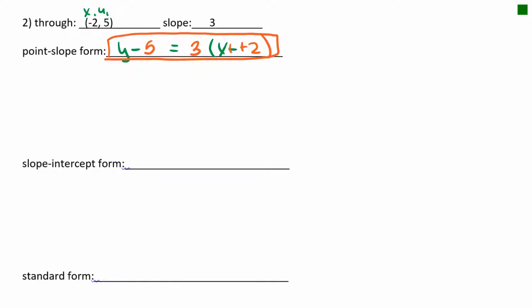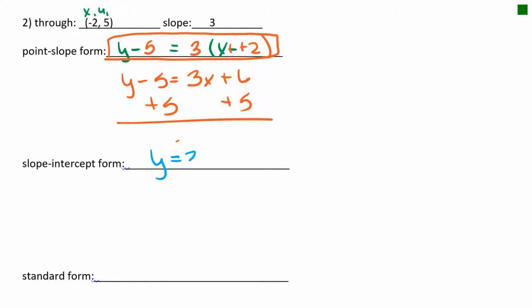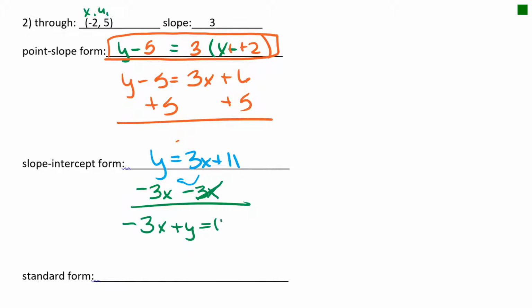Bada bing, bada boom. Now, if we want to manipulate it to the other forms, we're going to multiply out, distribute the 3. And for slope-intercept, that means get the y alone. So we have y equals 3x plus 11. For standard form, that means the x and the y have to be on the same side. So I need to move that 3x over. So I'm going to subtract 3x from both sides. I have negative 3x plus y equals 11.